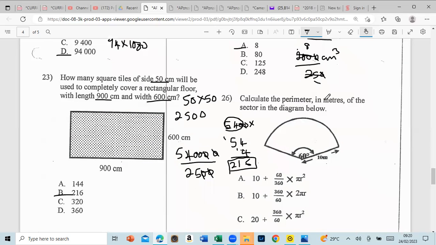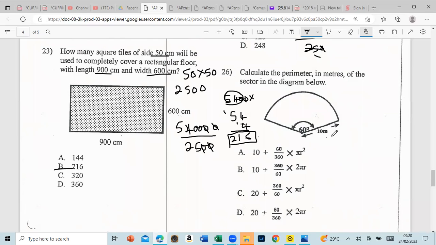Different measurement. Calculate the perimeter in meters of the sector in the diagram above. Now the radius, we have to work it out. This is a very interesting question. For a perimeter, we need this and we need this. So this is 10 also. And then you have 2 pi r. As we need to find the curve part, it's the angle over 360 times 2 pi r. And then we need to add the 10 and the 10, which gives us 20.